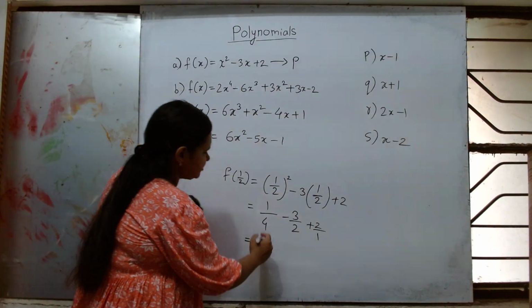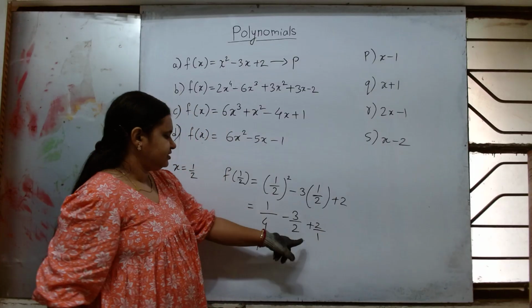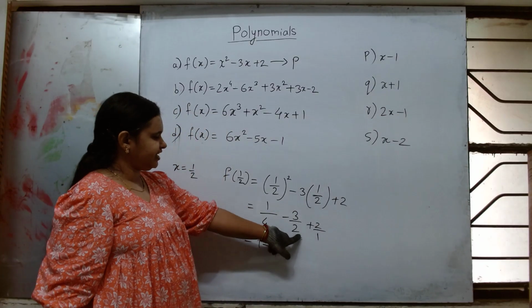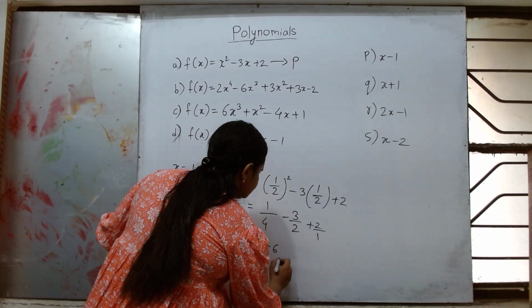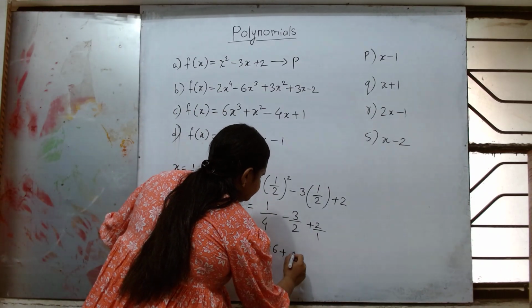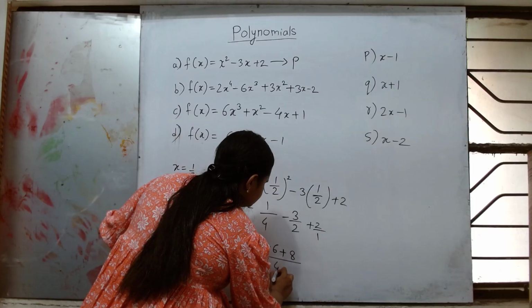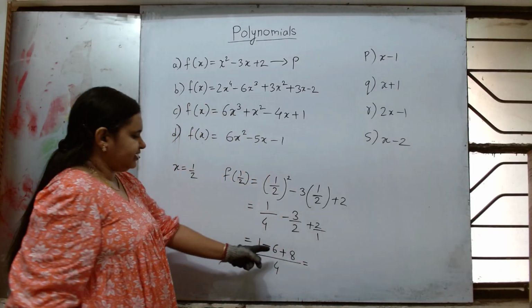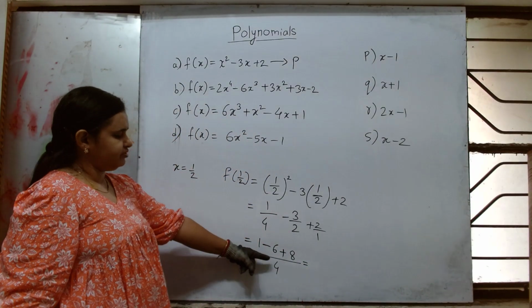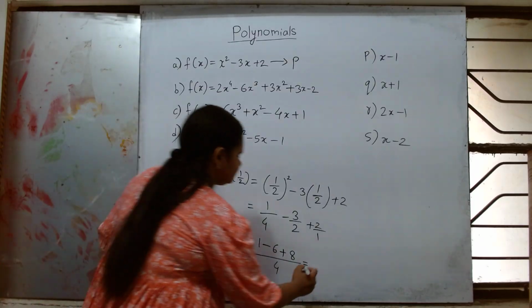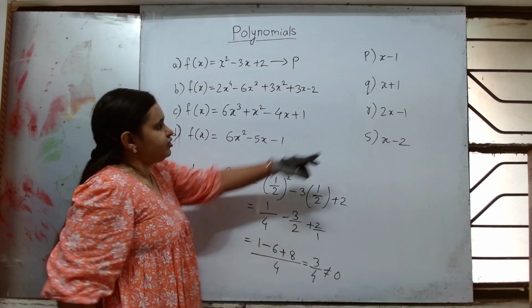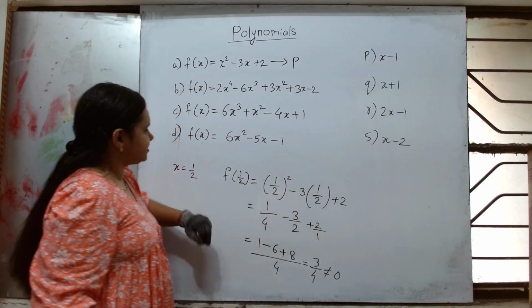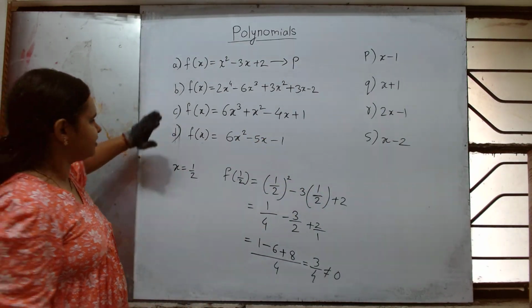Now, if the LCM is 4, it will be 1 minus... Here we have to multiply it by 2. Here also multiply by 2. It will be 6 plus 8 upon 4. 1 minus 6 is minus 5, and minus 5 plus 8 is 3 by 4. It is not coming 0. Therefore, 2x minus 1 is not a factor of this polynomial. Okay.